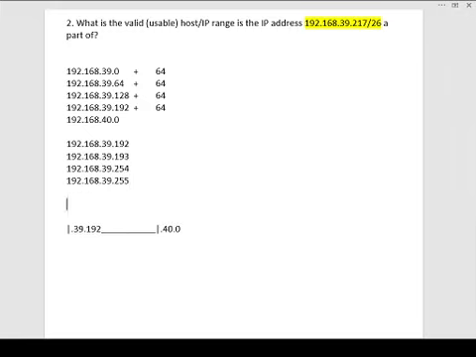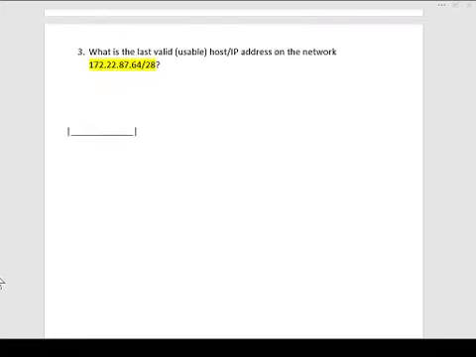Fairly simple. We're going to go first usable through last usable. First usable is going to be 193, and we need to go through to 192.168.39.254. That is your usable range. And now we're on to the third part.